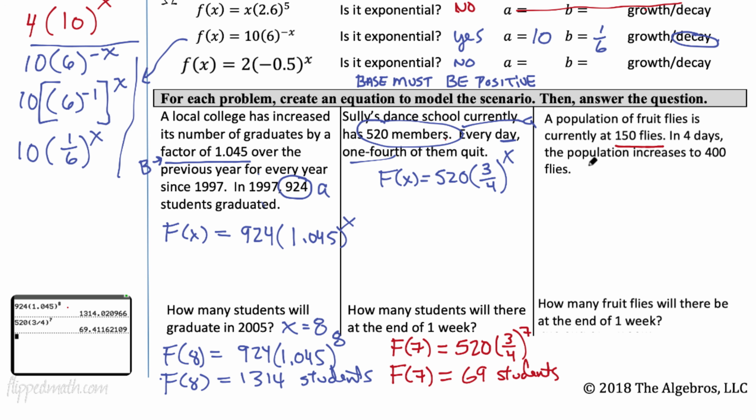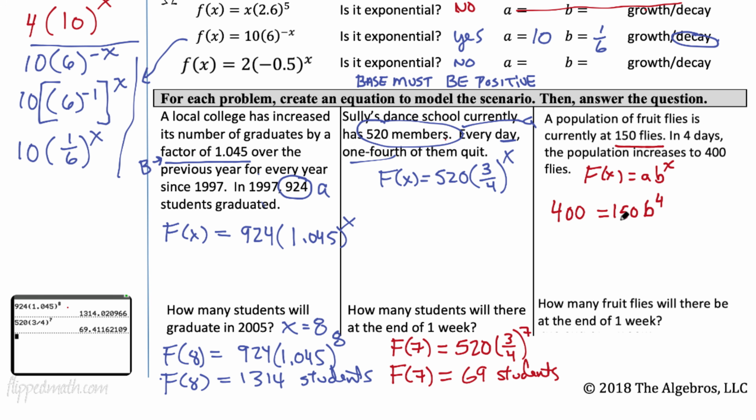So looking at our function, let's just write our function out. So f of x equals ab to the x. What do we know here? We know that in 4 days, so if I plug a 4 in, f of 4 will equal 400. So let's write that down. 400 will equal, if I plug a 4 in. Now, I also know that 150 is the initial value. So really, we're just stuck with finding the value of b. We don't know what the value of b is.